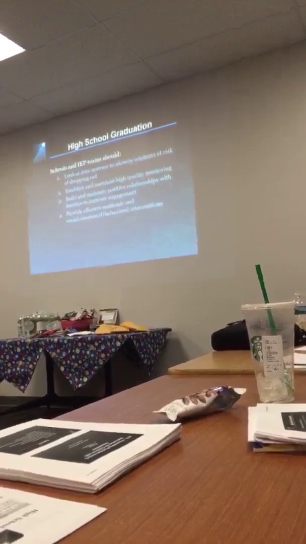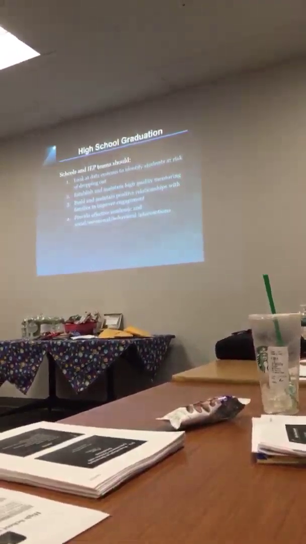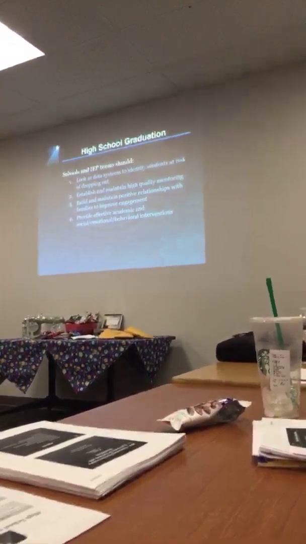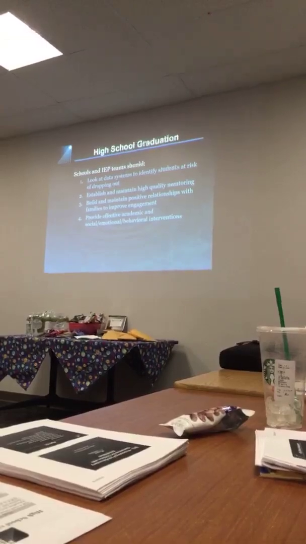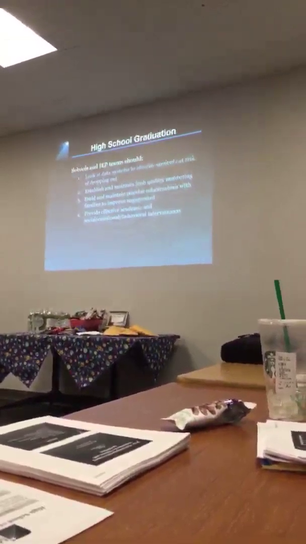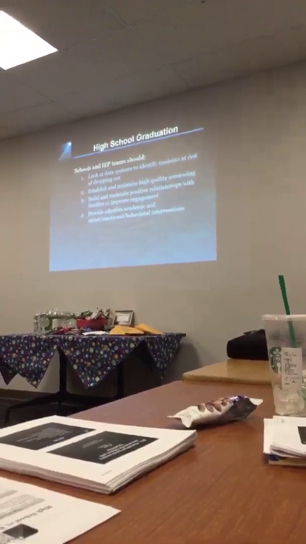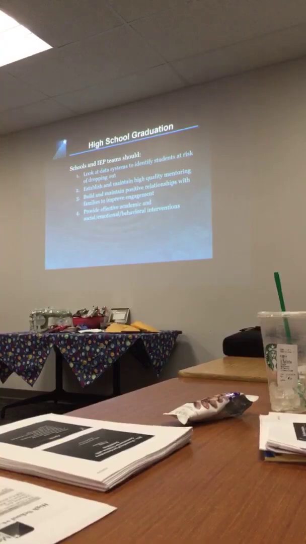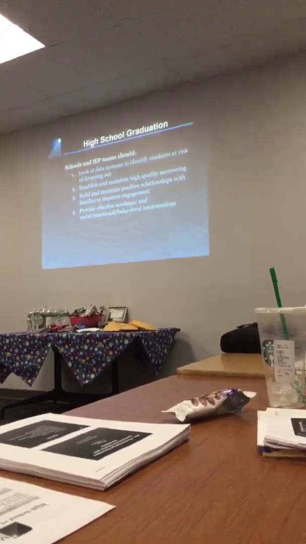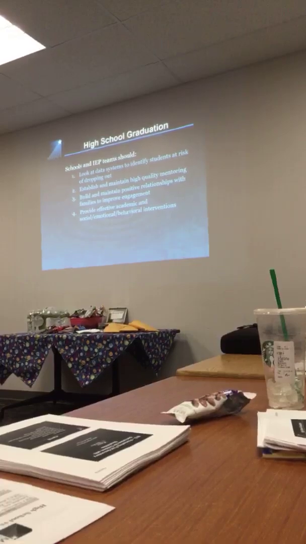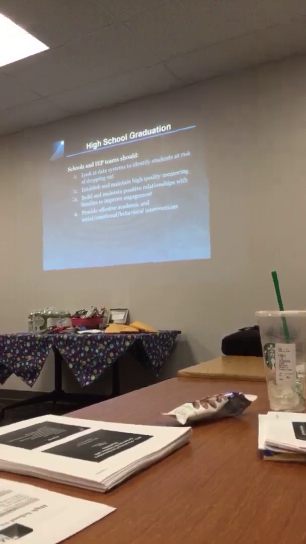So what schools and IEP teams should do in order to promote an opportunity to graduate, because we can't guarantee graduation, it's not what the document's intended for. But what we can do is look at data systems that identify those students at risk of dropping out. We can establish and maintain high-quality mentoring, both for the student that may be at risk, but also for those teachers that are responsible for educating these children that are at high risk.